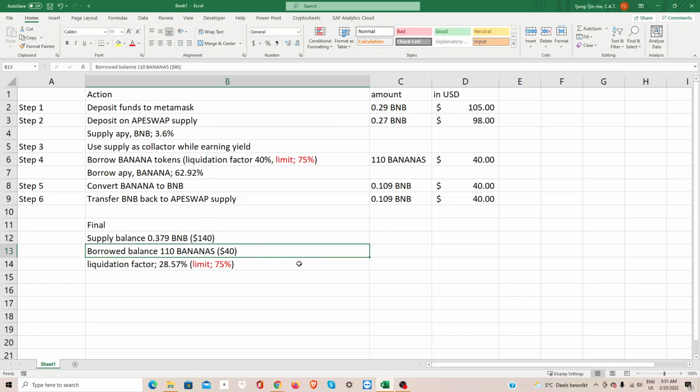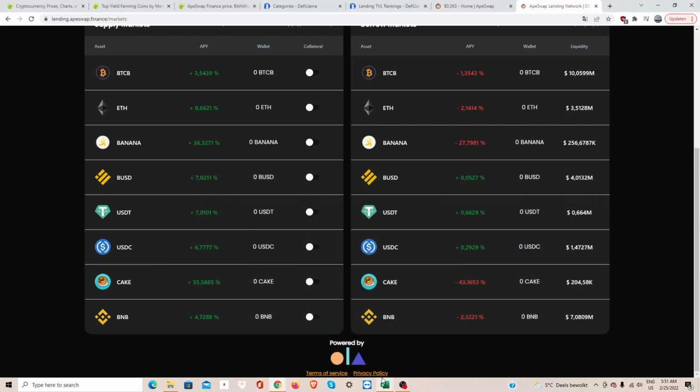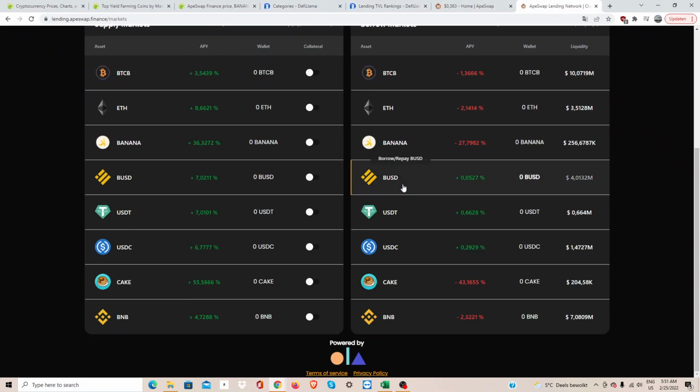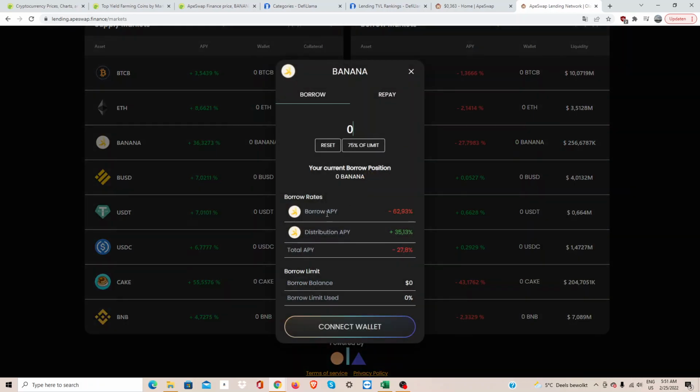Of course, there are other options to do this kind of arbitrage by shorting it. Before I forget to mention, when you borrow banana, you can do a lot of different things. You can just sell it to USDT, or you can maybe use, because if you look at the borrow APY, you can see that you need to pay 62%, while the distribution is 35%, meaning that if you borrow it and you deposit again here, you would be earning 35%.